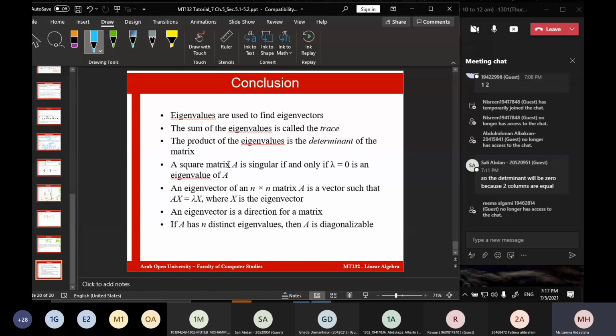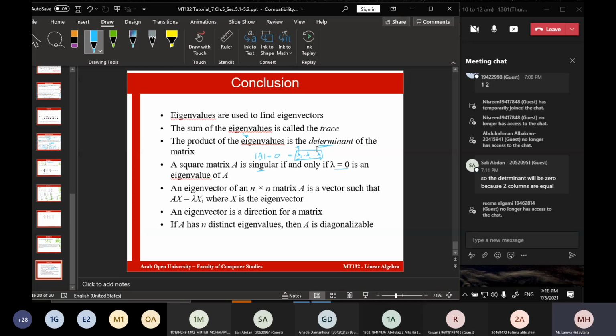A square matrix A is singular. We said the matrix is singular, meaning it has no inverse, correct, if the determinant is equal to zero. But we said the determinant is the multiplication of the eigenvalues, that is lambda 1 times lambda 2 times lambda 3, depending on how many lambdas you have, whether A was 3 by 3, 4 by 4 or 5. So to have this multiplication equal to 0, at least one of these should equal 0. So one of its eigenvalues should equal 0. So a square matrix A is singular if and only if lambda equal to 0 is an eigenvalue of A.